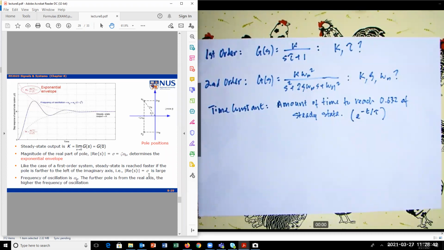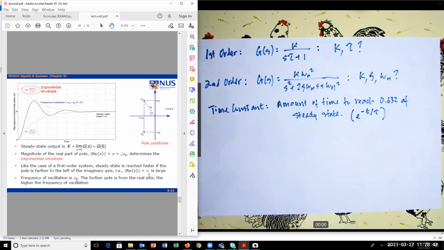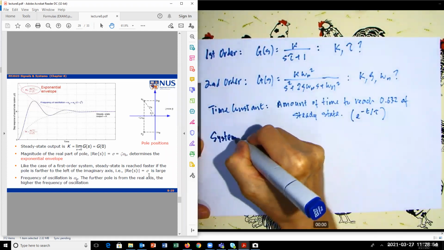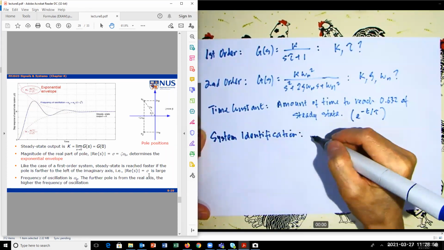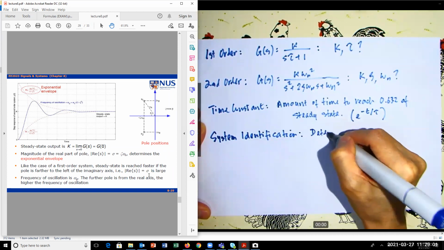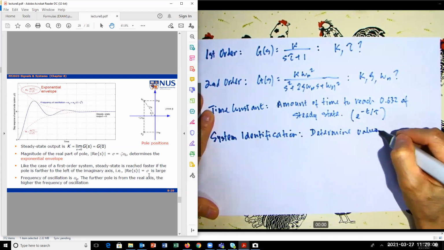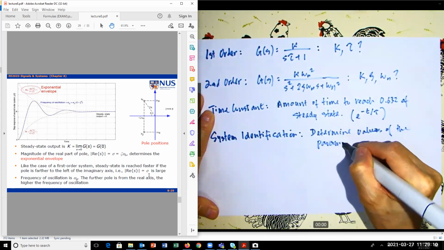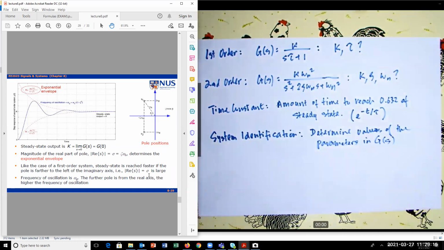Okay, so let me just summarize this. Basically, we are trying to do system identification here. System identification means determining values of the parameters in G(s). That's what we are doing.